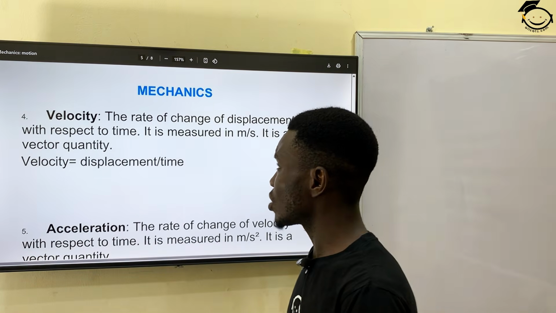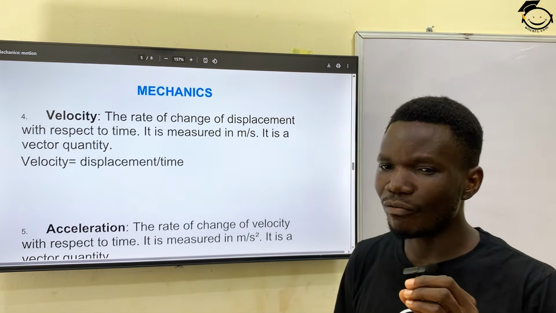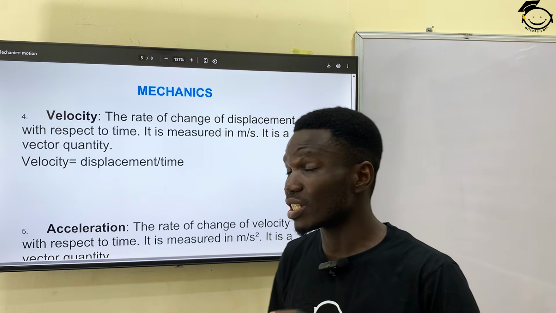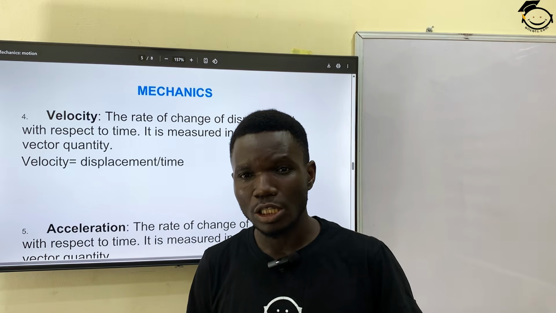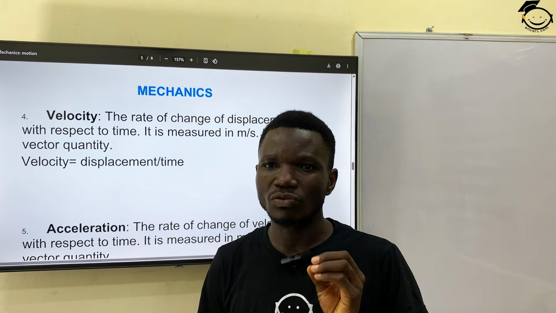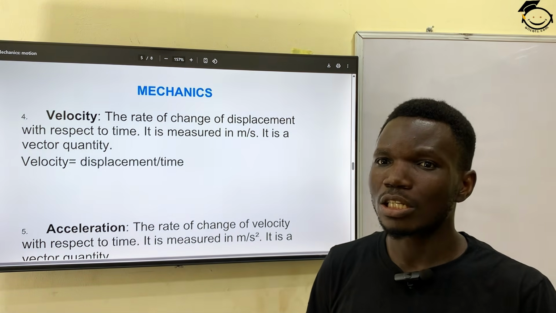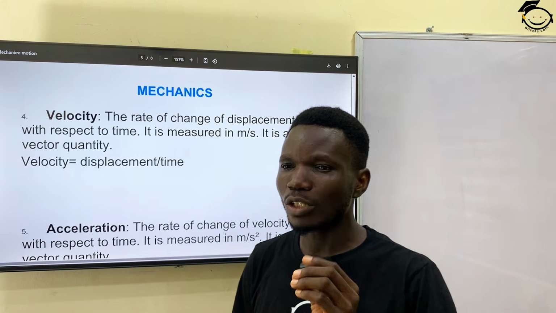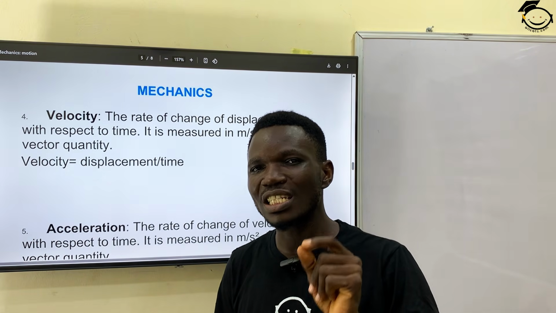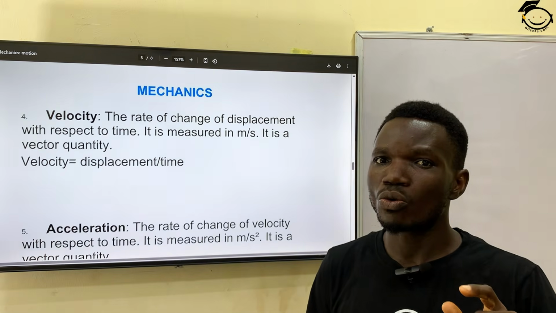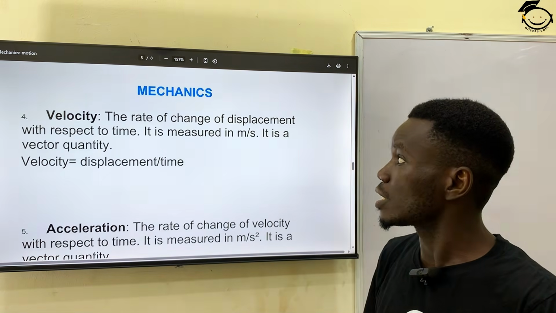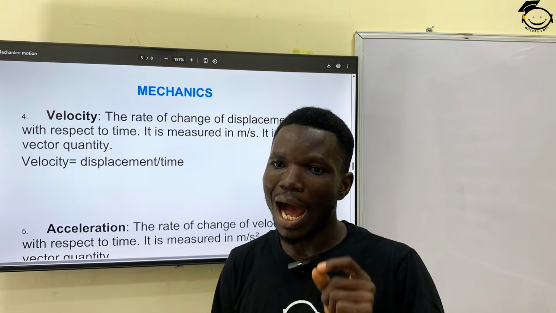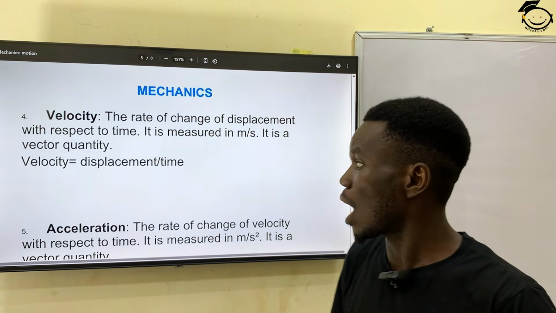And then the next one is velocity. Velocity is simply the rate of change of displacement with respect to time. And it is a vector quantity. Why? Because it contains displacement, which is also a vector quantity. And it is measured in meters per second.